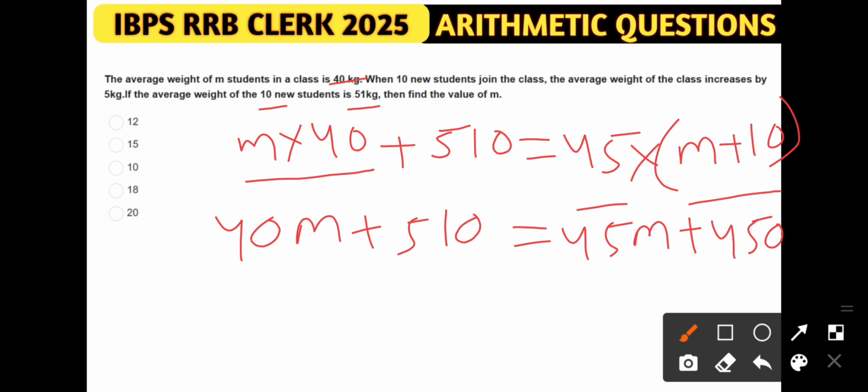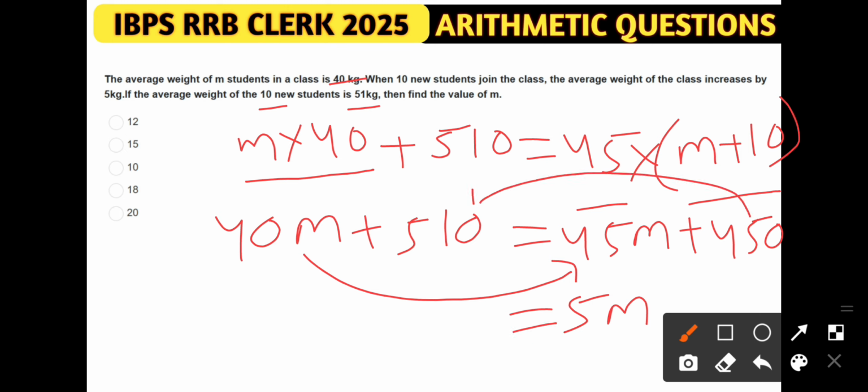So taking this to this side, we have 5m equals, taking this one to this side, 510 minus 450, which will be 60. So m value will be 12, since 5 12s are 60. The answer we need to find is the m value. The m value we got is 12. So option A is the answer for this question.